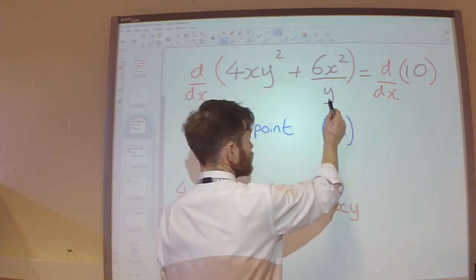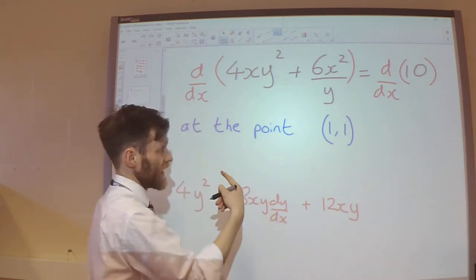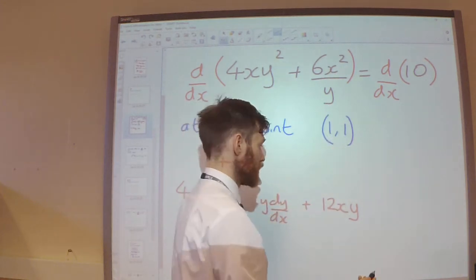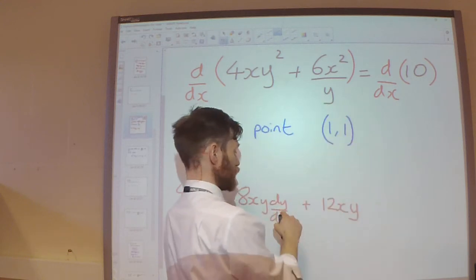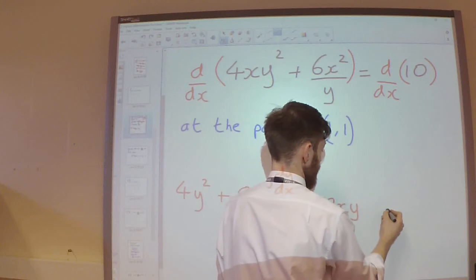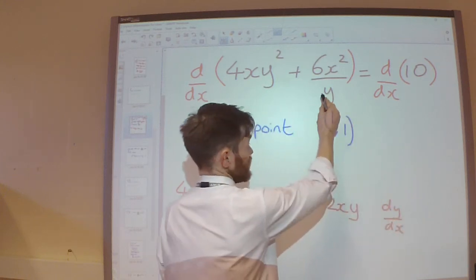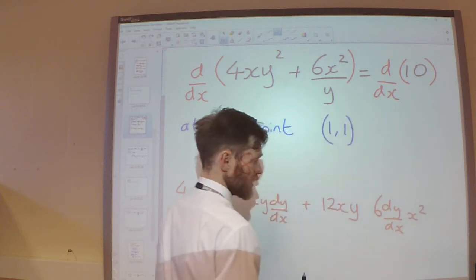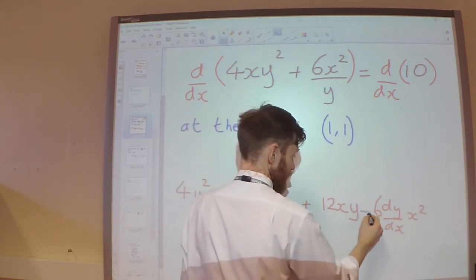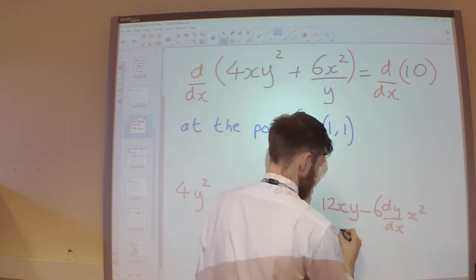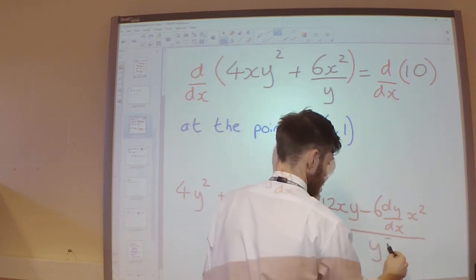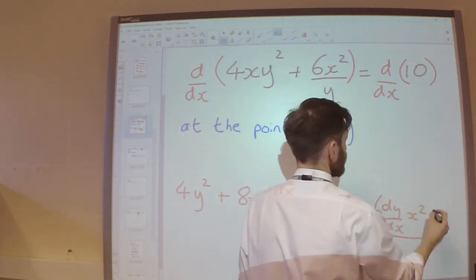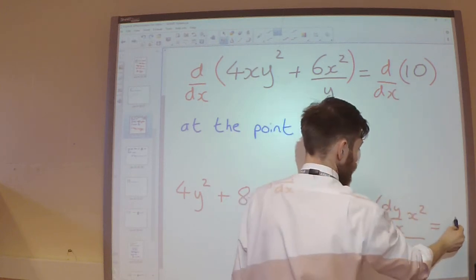Now I need to differentiate the y and multiply that by the 6x squared. So differentiating the y, I can't differentiate that with respect to x, but I can differentiate it with respect to y. When I differentiate that with respect to y, I will get 1. So I'm allowed to do that as long as I multiply by the dy by dx. So what I will get there is dy by dx. That needs to be multiplied by the 6x squared. And when you use the quotient rule, you take those away, and all of that gets divided by the denominator squared. So this here is your quotient rule. On the right hand side over here, differentiating this with respect to x will give me 0.